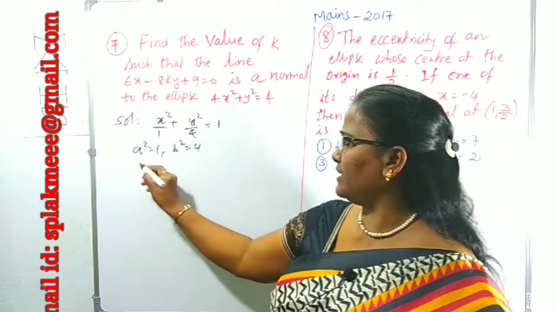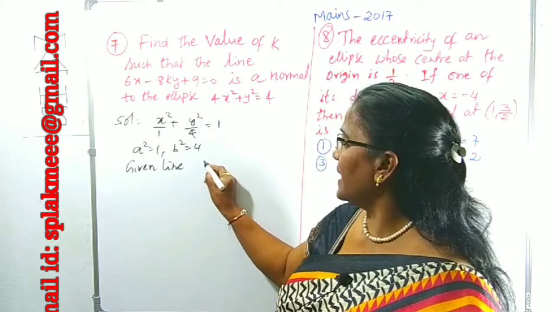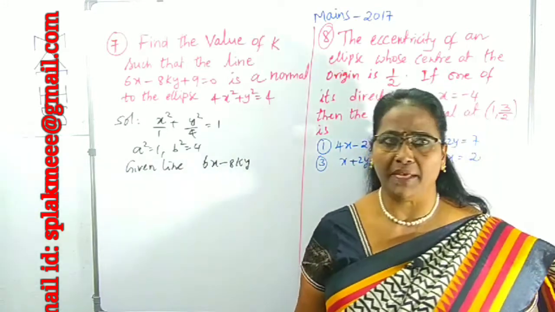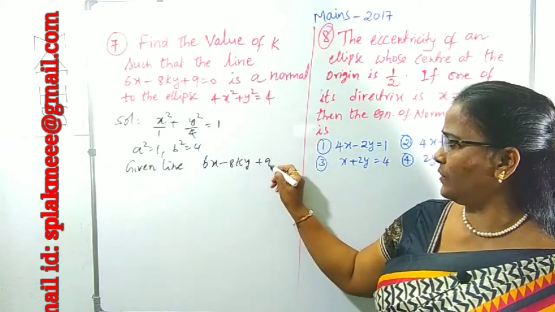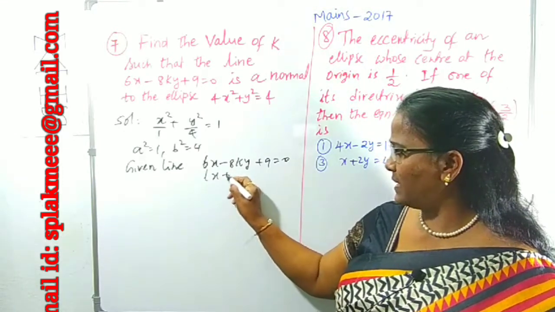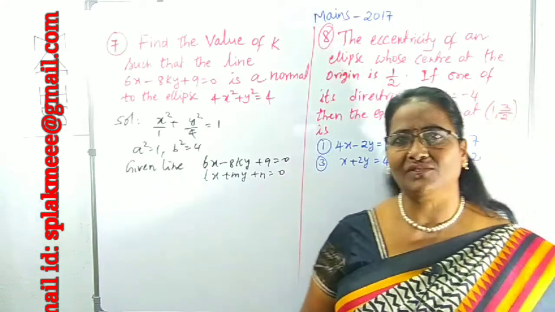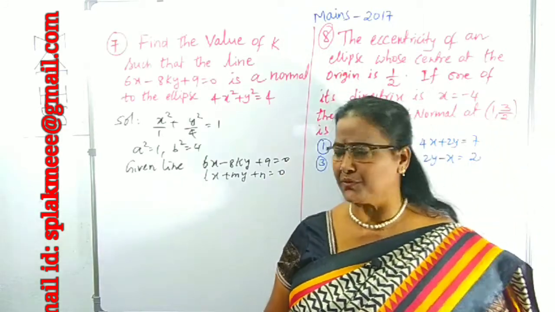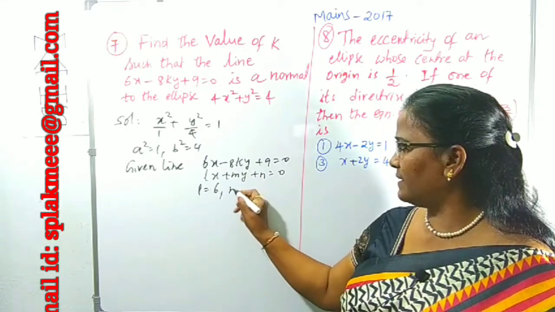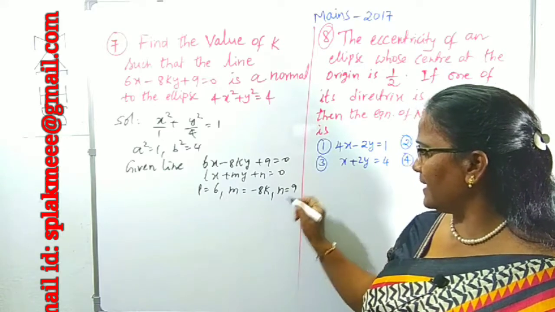What is the given line here? The given line is 6x minus 8ky plus 9 equals to 0. This is compared with the line Lx plus My plus N is equals to 0. What are the L, M, N values? L is clearly 6, M is minus 8k, N is 9.